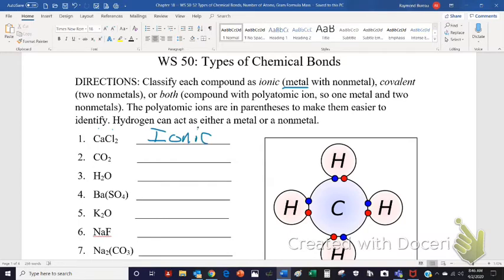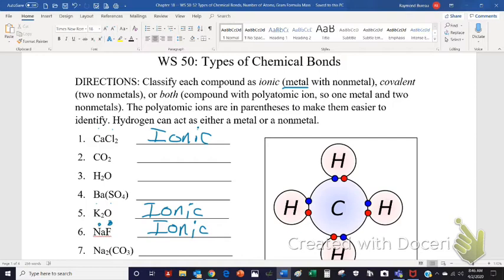Now, from what is showing, where else do we see a metal with a nonmetal? Look at number 5. Potassium is a metal. Oxygen is a nonmetal. Since we have one of each, we will put ionic bond for number 5. Do you see any more showing that is simply one metal with one nonmetal? Look at number 6. Sodium, metal, fluorine, nonmetal. So that also is an ionic bond.